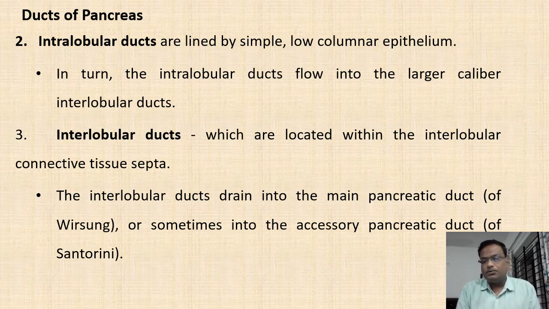In the beginning only, I told you about the capsule and the septa, the wall of the connective tissue, which starts from the capsule and extends into the pancreas. And we find the connective tissue dividing the mass of pancreas into different lobules. So this connective tissue has the interlobular ducts, and the interlobular ducts drain into the main pancreatic duct. So all the interlobular ducts join together to form a larger duct called pancreatic duct. And sometimes the secretion may end up in accessory pancreatic duct called duct of Santorini.